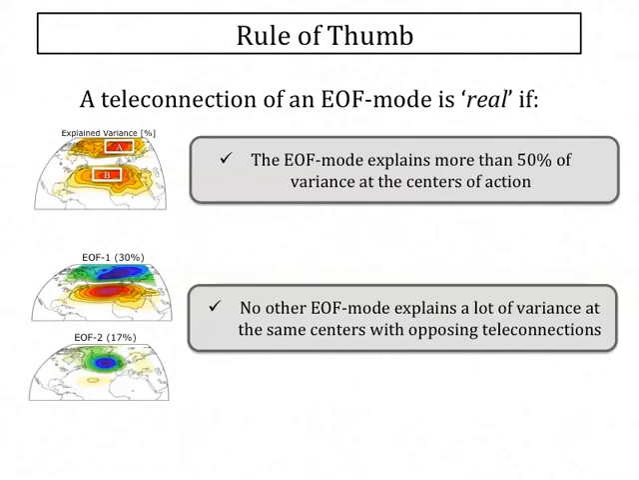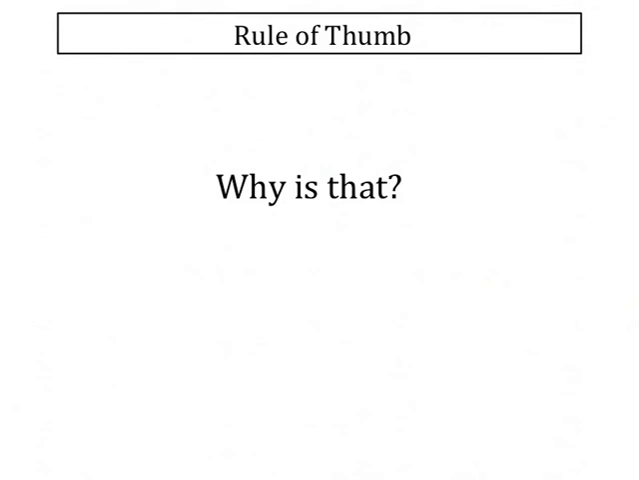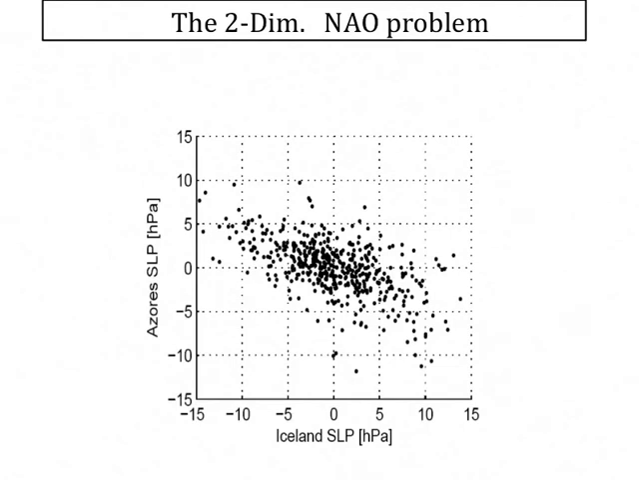So my rule of thumb for you, if you want to read teleconnections and make sure that they are real: the pattern has to explain more than 50% of variance at those locations, region A and B. Then you can be sure that this is a real teleconnection. And there has to be no other mode that suggests the opposite. There has to be no second or third mode or any other mode that, in the same regions A and B, explains a similar amount of variance and tells you the opposite teleconnection.